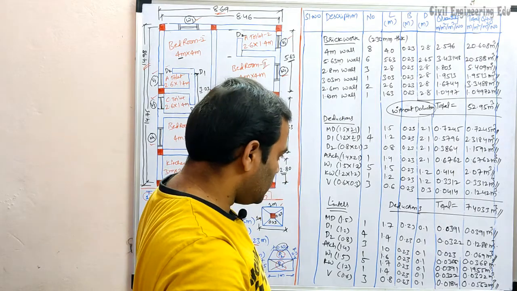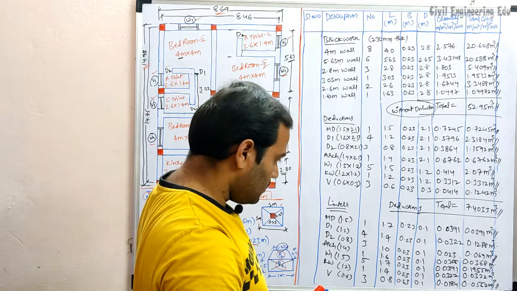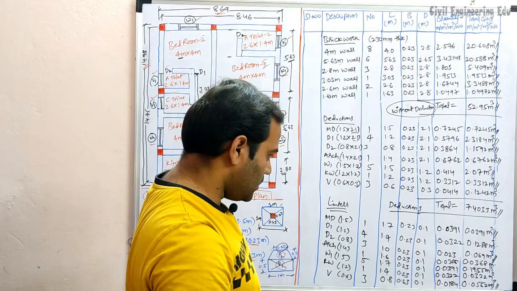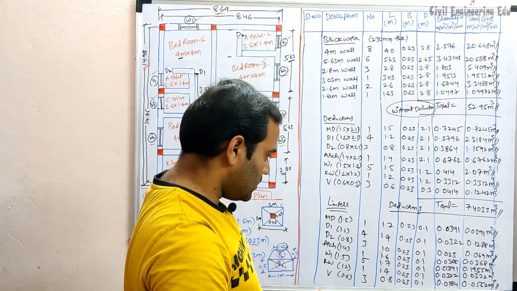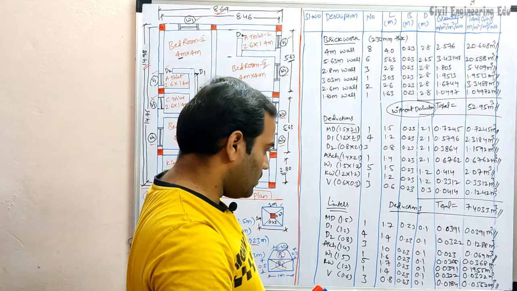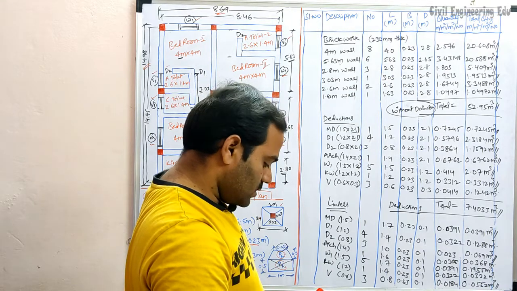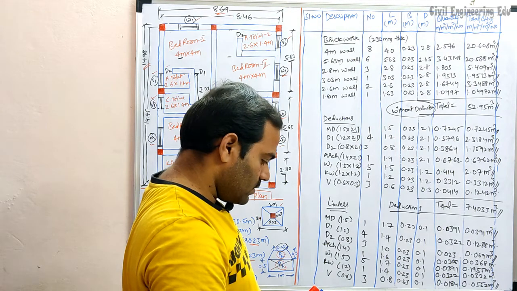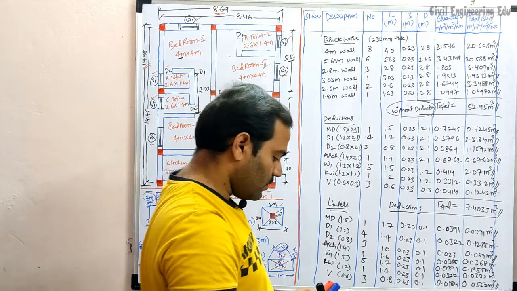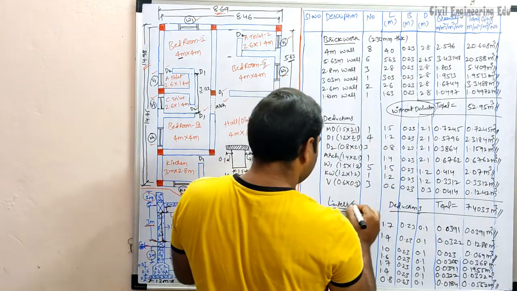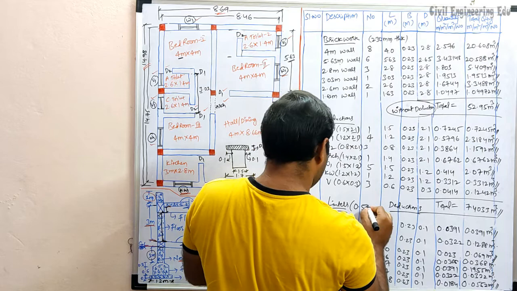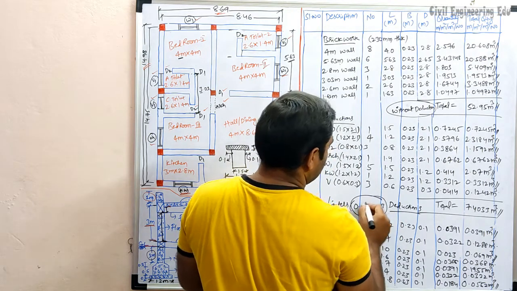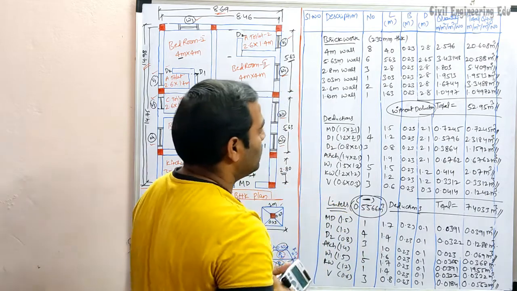So we need to add complete lintel quantity: 0.0391 plus 0.1288 plus 0.069 plus 0.0368 plus 0.1955 plus 0.0322 plus 0.0552. So here I got 0.5566 meter cube. So this is deduction quantity.